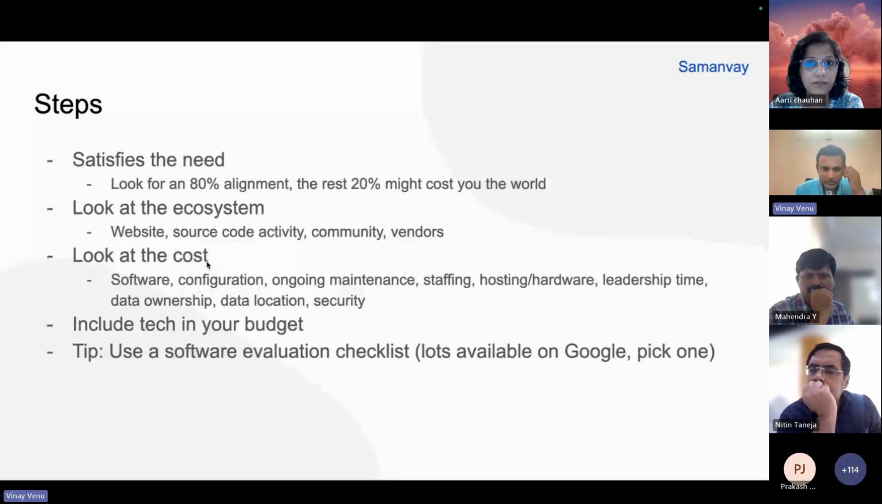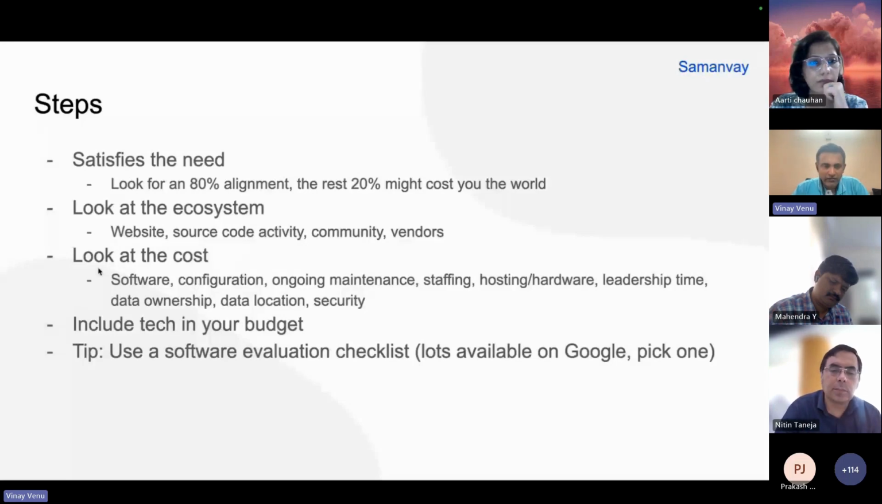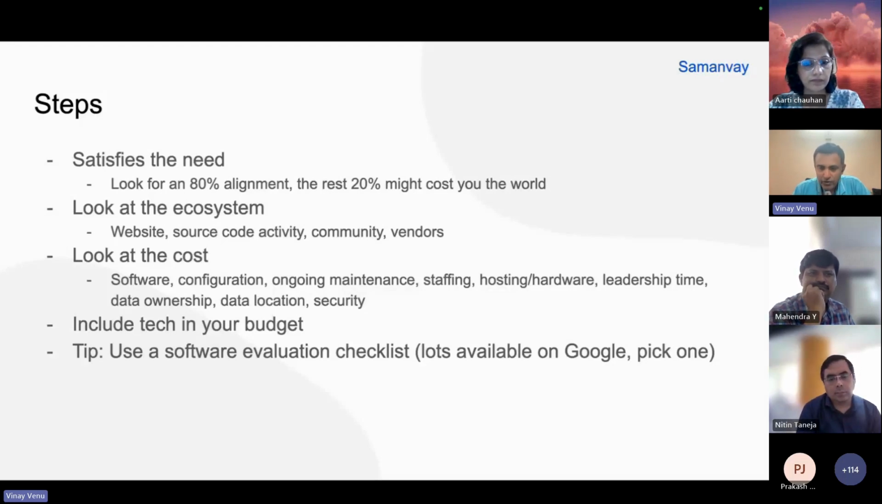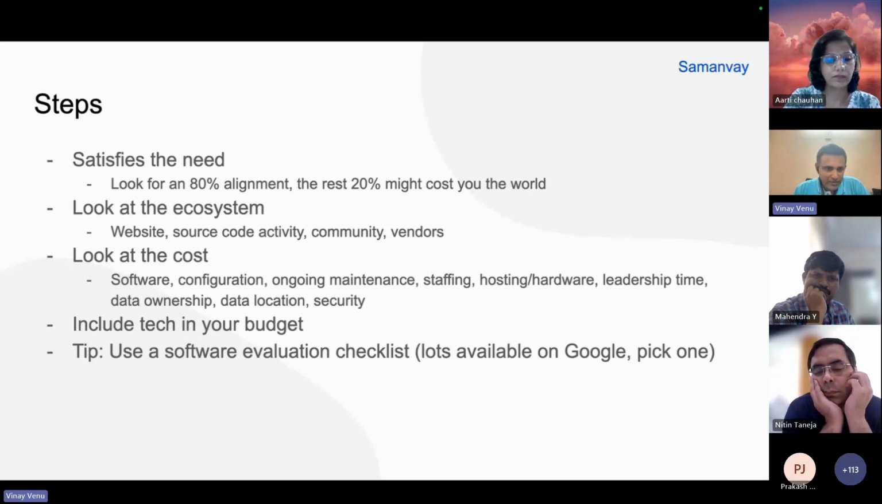You have to look at the cost. When you look at the cost, there are a lot of things. It is not just the cost of the software. You have to look at the initial configuration cost, ongoing maintenance. Whenever something like 1 year later you want to change the program, how much would something like that cost? You will need internal staffing. You need a staff who would talk to whomever is going to be building or configuring this software for you. And they would also need to be talking to everybody who's using the software. So there is some staffing involved. There might be hosting hardware, the time spent by leadership.